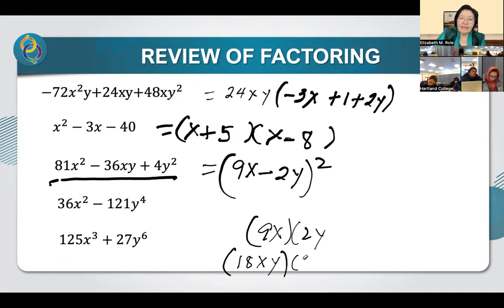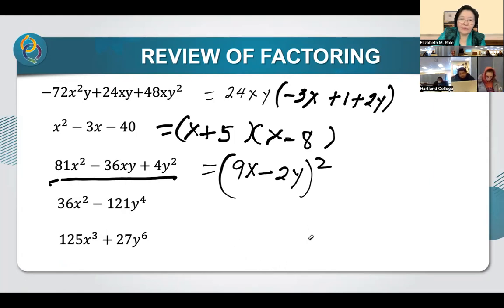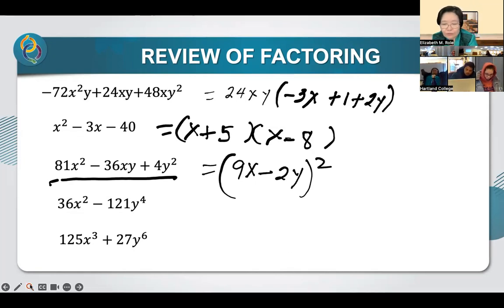Alright. So whenever you see a trinomial, look first whether it's a perfect square trinomial. If not, and the leading coefficient is 1, then you can just proceed with factoring by looking at the factors of the last term, and the sum of the factors will be the middle term. All right. Look at the 36x squared minus 121y to the fourth.